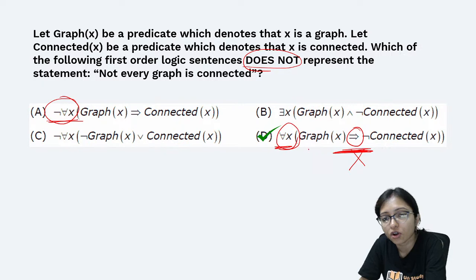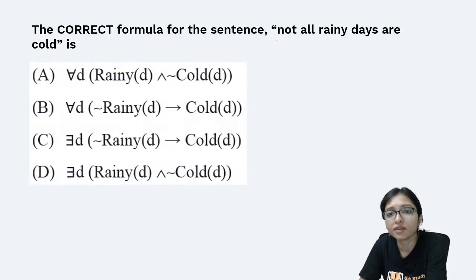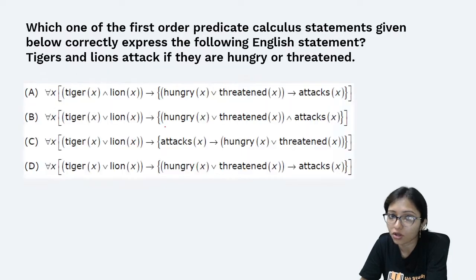You are writing for all x not connected, that is wrong here. Here also, whenever we use "not all rainy days are cold," we use there exists with the and. We did not use the implication. Implication will not come here, that's why it was wrong.